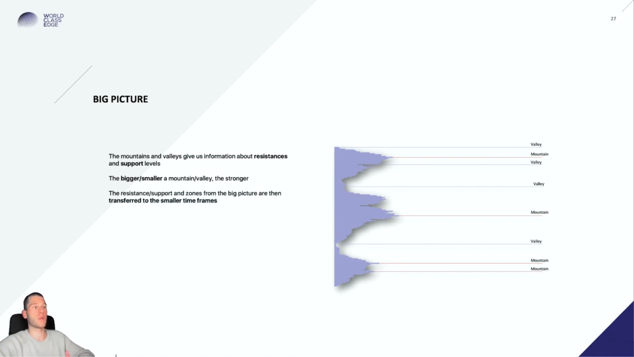The resistance and support zones come from the bigger picture, and then they are transferred to smaller time frames. So when you analyze on a monthly, you can take the data and implement it into your weekly or daily chart, and then look for a setup on the smaller time frames, so you increase your risk to reward. The bigger the time frame, the more value the information has. The bigger picture then provides information about the big trend and the direction of the trading instrument.